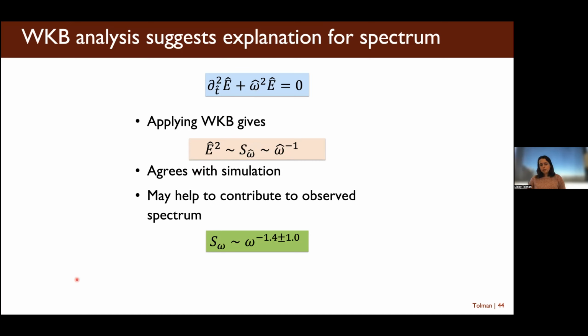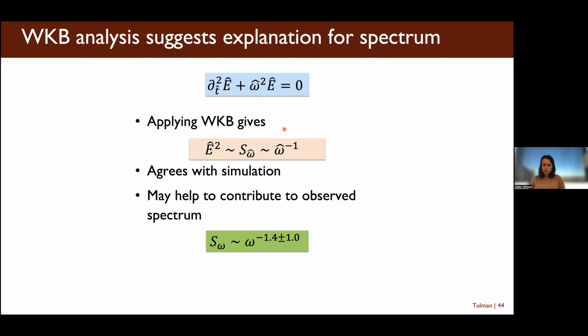So if emission starts to escape the pair plasma throughout this process, you could see this WKB relationship in the emission that you observe. And indeed, you see that the pulsar spectrum, which we introduced earlier in this talk, has a spectral index of -1.4 with a big spread on top of it. So this suggests that the WKB damping physics may contribute to the observed spectrum.